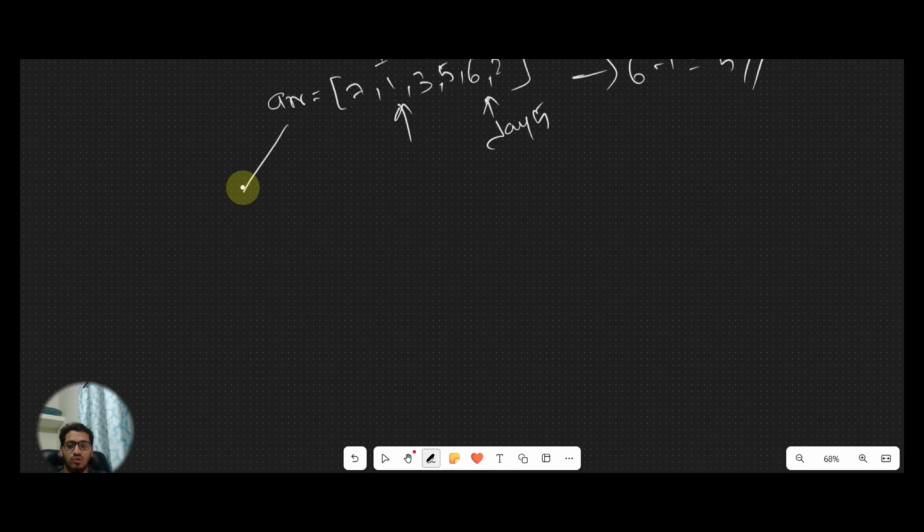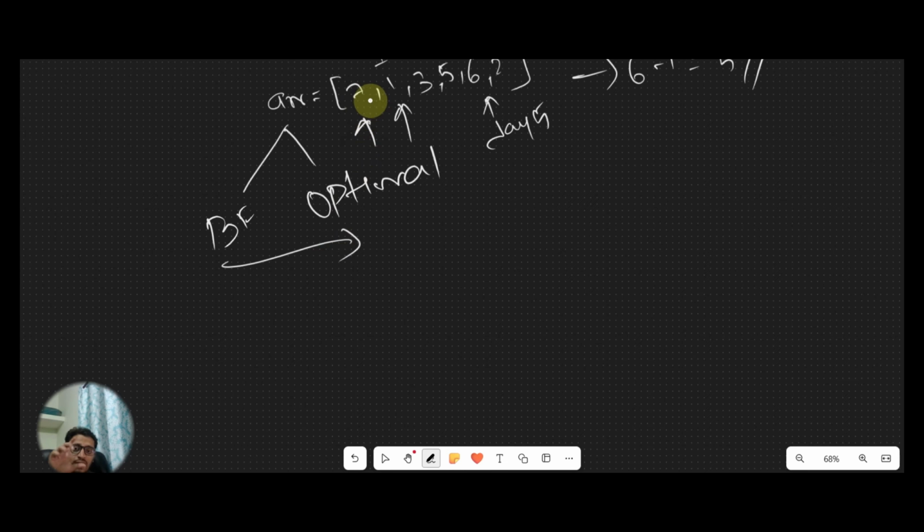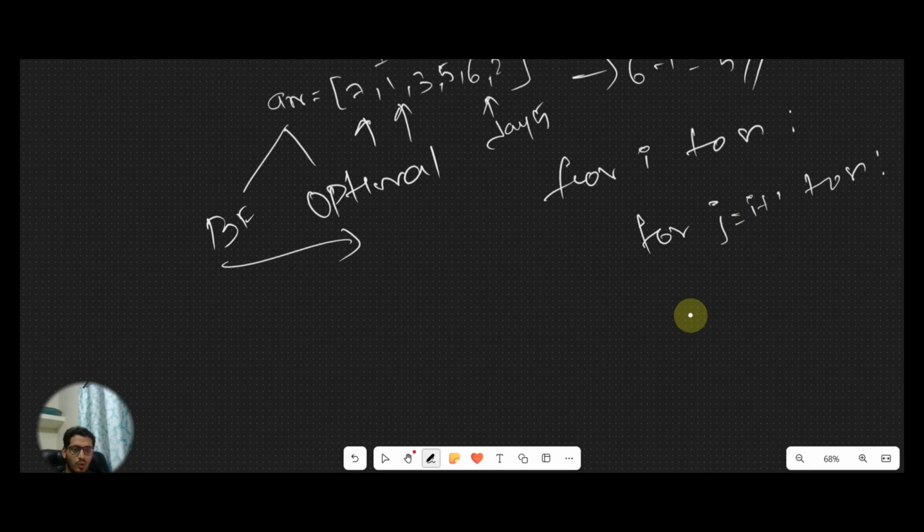To solve this problem, we have two solutions. One is brute force, and the other one is optimal. The brute force is an easy solution. You take each element while iterating with the first loop, and use the second loop to calculate the selling price. Just run a for loop for i to n, then a second loop for j, where j runs from i plus 1 to n.